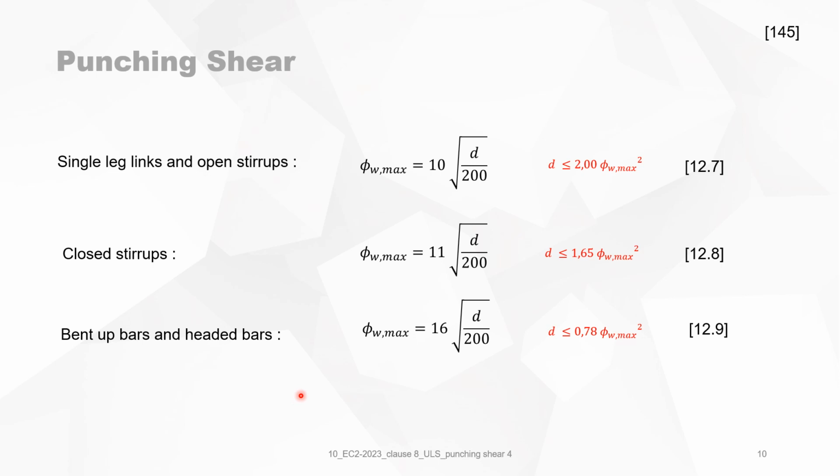There's also a maximum size of the shear force reinforcement, which for single legs and open stirrups is 10 times the square root of d over 200, or you can rewrite the formula. For closed stirrups, you will have this formula, and for bent up bars and headed bars, you will have this formula.